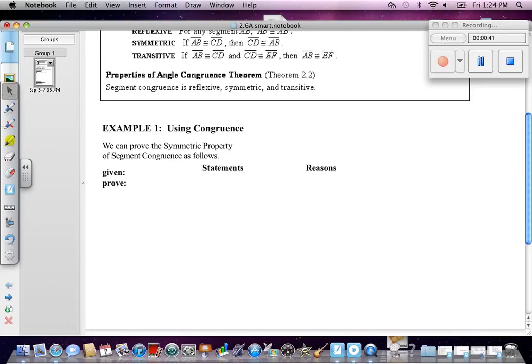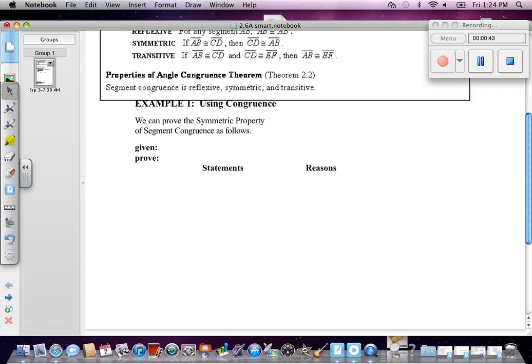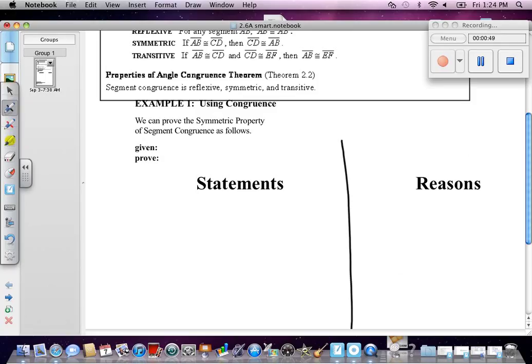We've got statements and we've got reasons. So we're starting with, yours is halfway filled out for you. It's got the statements, you've got to fill in the reasons. I know AB is congruent to CD. What do we call that? The given.